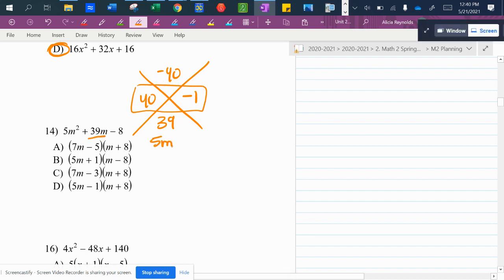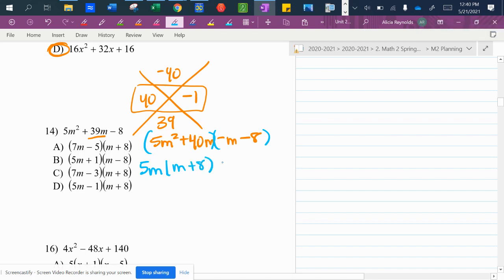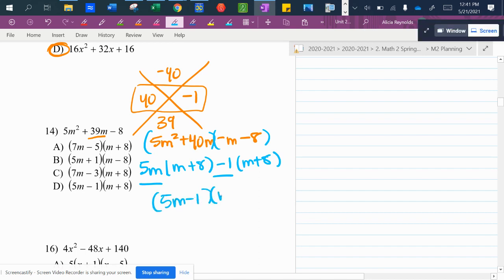So I get 5m squared plus 40m minus m minus 8. Group first two terms, last two terms. GCF of my first two is 5m. I'm left with m plus 8. I need this group to match the remaining group here, so I need to take out a negative 1. The GCFs become a group. My common group is the other pair. So the answer is D.